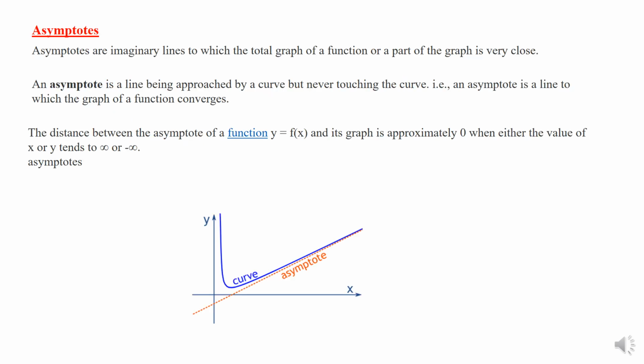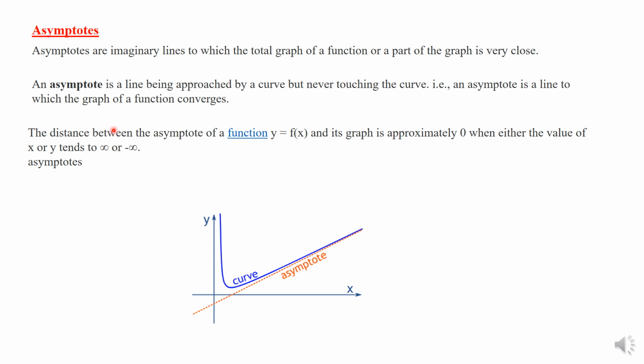Now, what is an asymptote? Asymptotes are imaginary lines to which the whole graph of a function or part of the graph is very close, as you can see in the figure. This is the curve in blue. It's very close to the asymptote in red. So a curve approaches the asymptote, but it never touches.